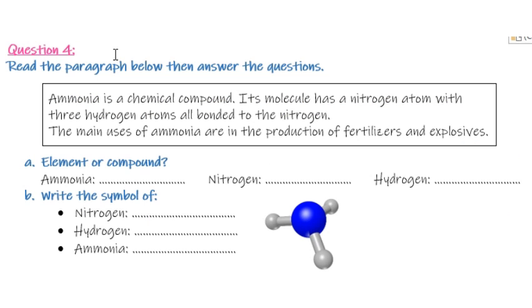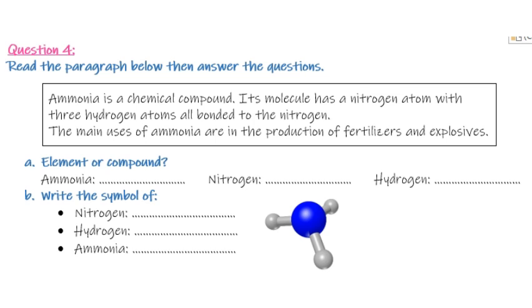In question number 4, we have a paragraph to read. Then we will together answer the questions. Let me read the paragraph first. Ammonia is a chemical compound. Its molecule has a nitrogen atom with 3 hydrogen atoms all bonded to the nitrogen. The main uses of ammonia are in the production of fertilizers and explosives.